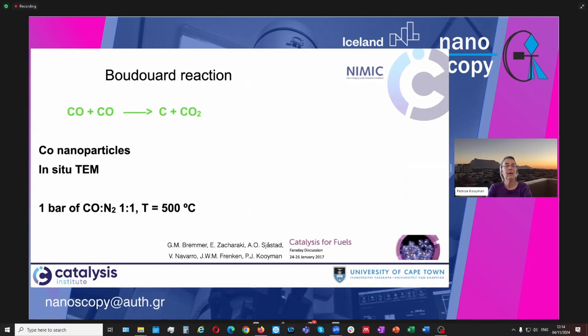So then we said, well, let's see what happens when we just switch off the hydrogen. So then we were left with 1 bar total pressure, and the reaction mixture was 50% carbon monoxide in nitrogen, and we were at 500 degrees centigrade. And actually this Faraday Discussion paper by Marien Bremmer, who was the main PhD student on this project, will also have the reference to that paper by Irini and Anja on how these particles are being made.